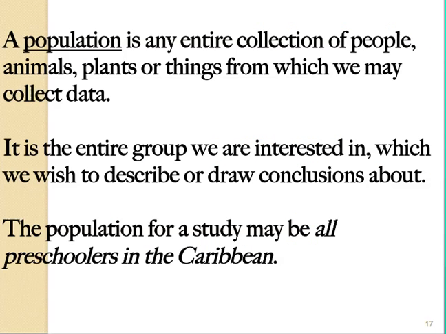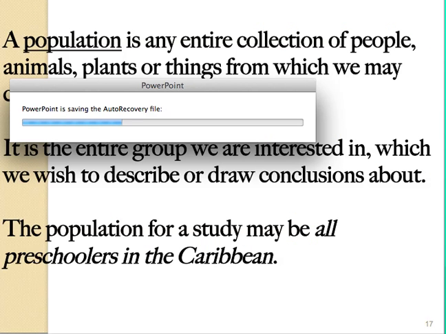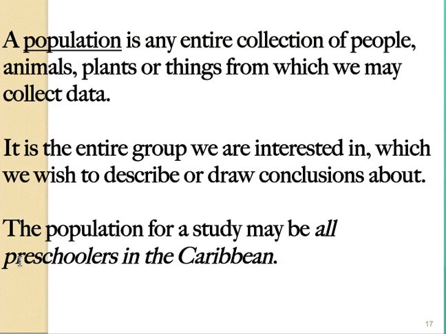All right, we're going to move on. Population. In statistics, population is the entire collection of people, animals, plants, or things from which we may collect data. In other words, it's all the items, objects of interest to the researcher. So whatever the researcher is interested in collecting data from, that is defined as your population. An example of a population is all the preschoolers in the Caribbean.